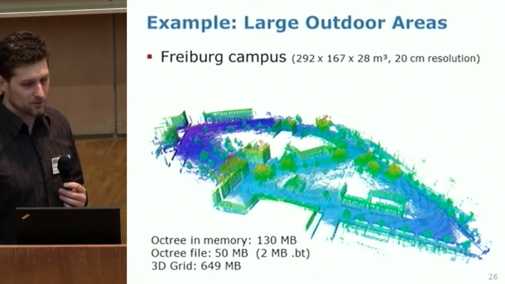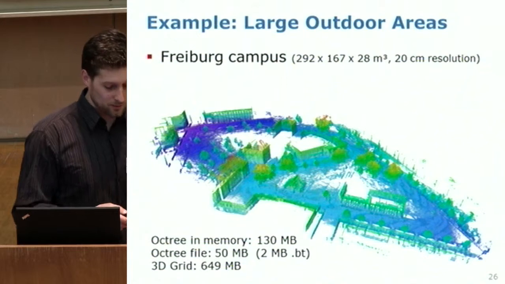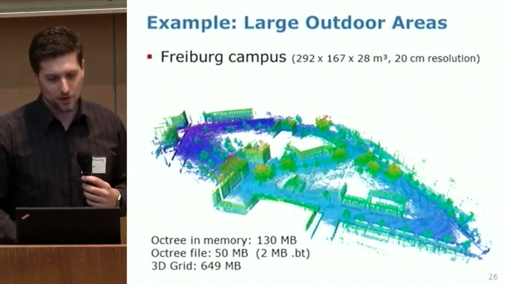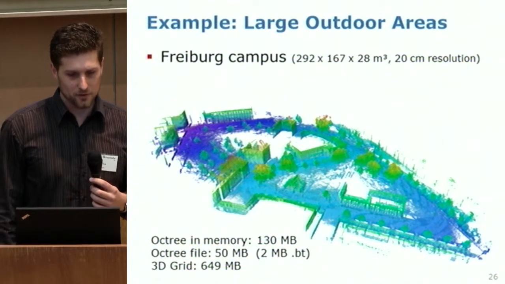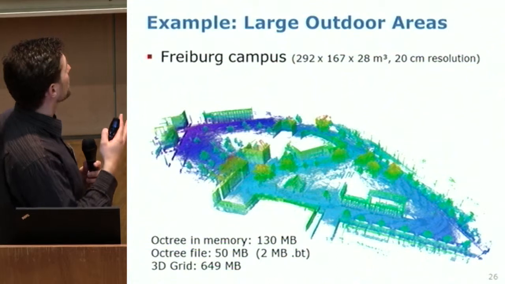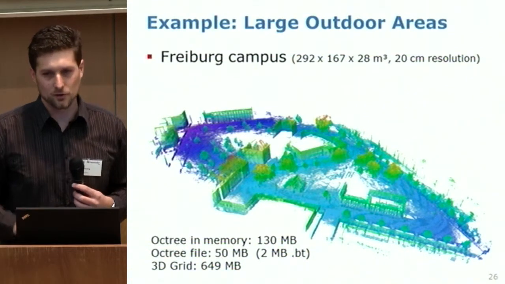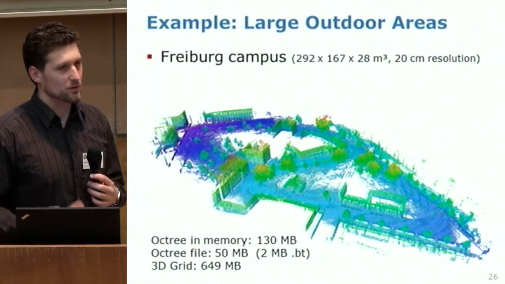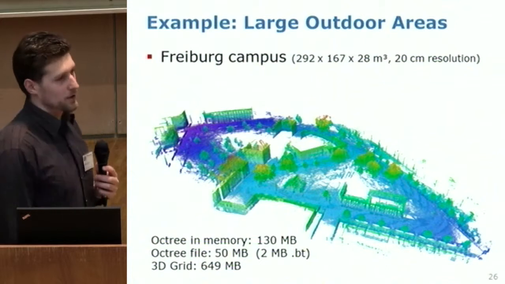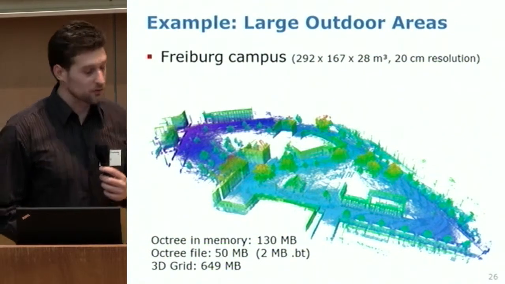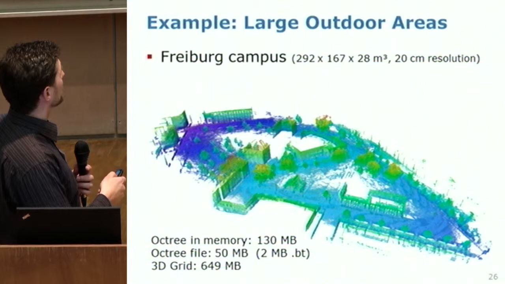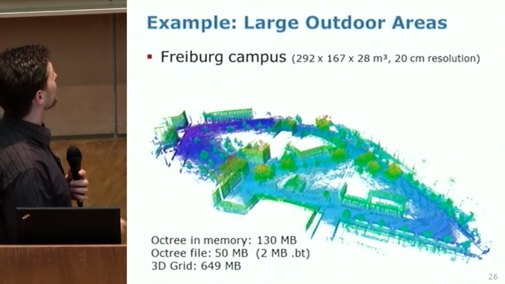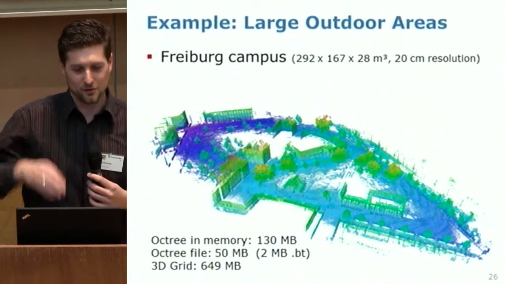Here we have a large outdoor dataset. This is the complete computer science campus at Freiburg. This is the building 79 you just saw before, so it's quite large, up to 300 meters in the longest axis. And this in memory is only 130 megabytes, including free and occupied space. If you compare this to a 3D grid, if it's optimally aligned and you're doing this one-shot grid integration, it will be 650 megabytes in memory. And you also see that the BT files are really, really tiny. I think that the PNG file is even larger than the Octree, which is encoding all the 3D information.